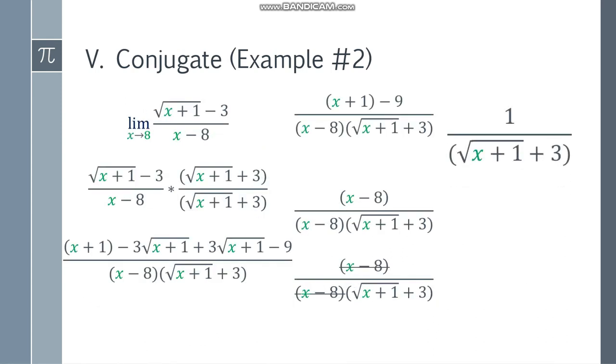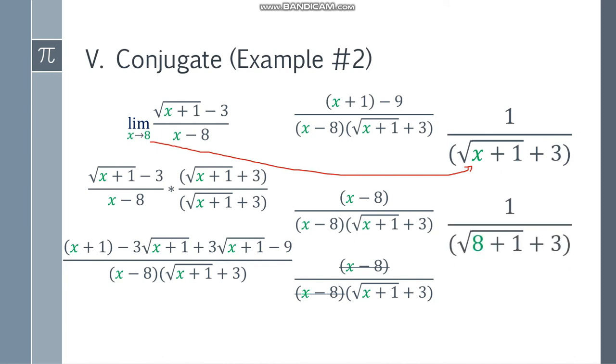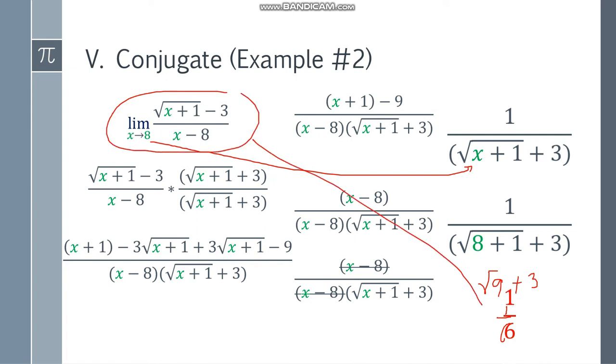So, next one. 1 over the square root of x plus 1, plus 3. So, i-substitute na natin siya. Lagyan na natin siya dito. So, that will be 1 over, sa denominator natin, the square root of 8 plus 1, plus 3. 8 plus 1, that will be the square root of 9, plus 3. Square root ng 9 ay 3. 3 plus 3, that will be 6. So, the final answer ay... labas pa yung final answer. 1 over 6. Yes. So, yung sagot sa tanong na to ay 1 over 6.